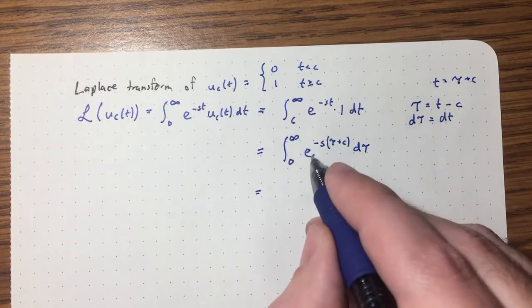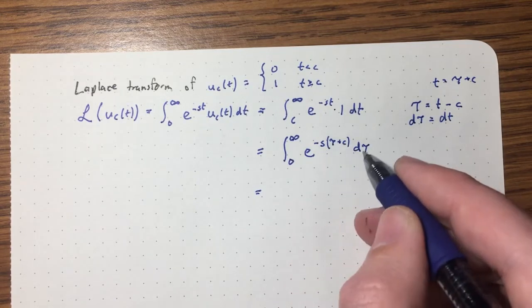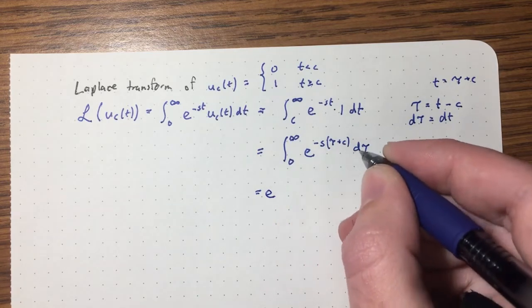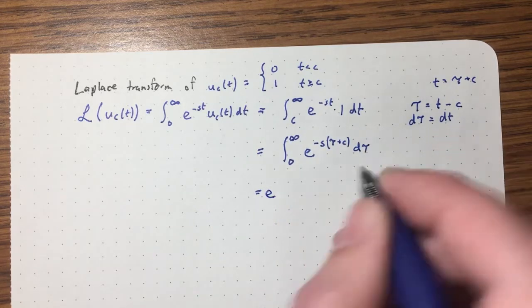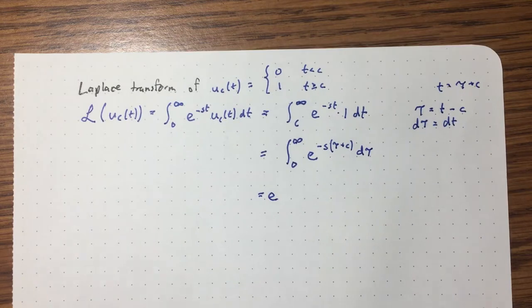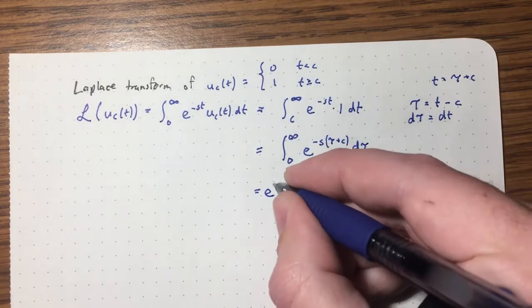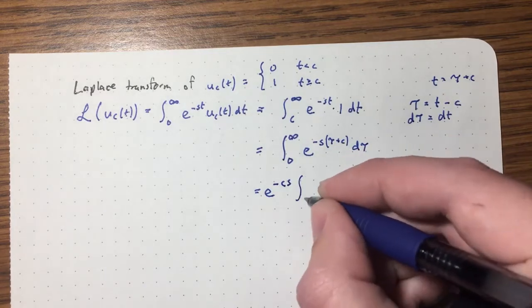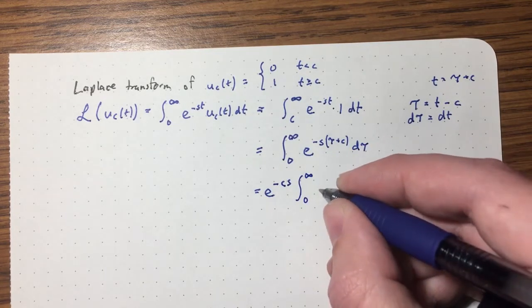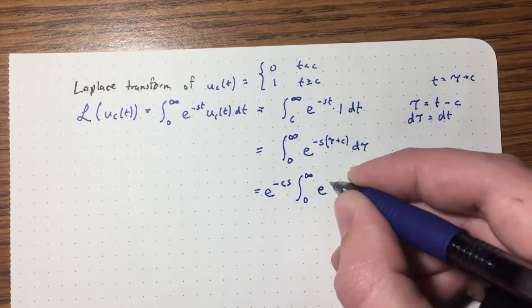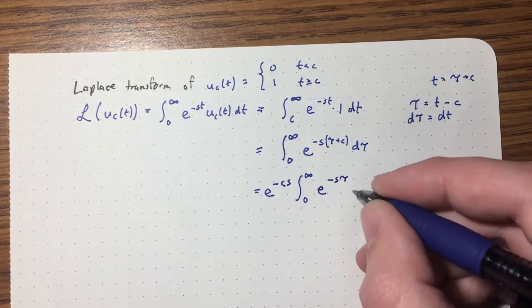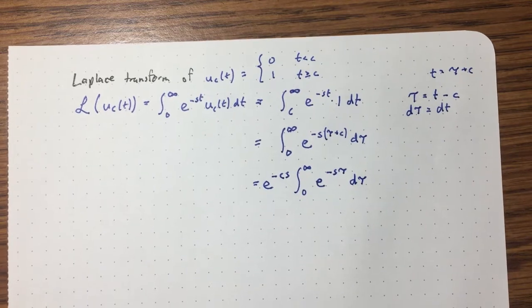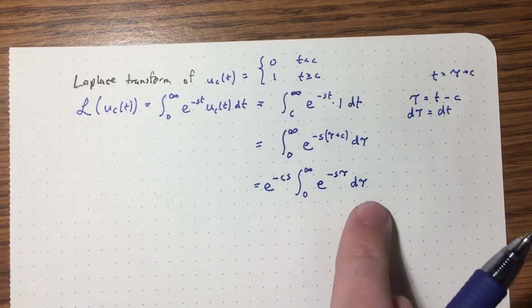Well, this is e to the minus s tau times e to the minus sc. E to the minus sc is just a constant with respect to tau, my variable of integration, so I can pull that out. So e to the minus cs. And then I'm left with what? I'm left with this, d tau. And again, I can do this integral out if I want.